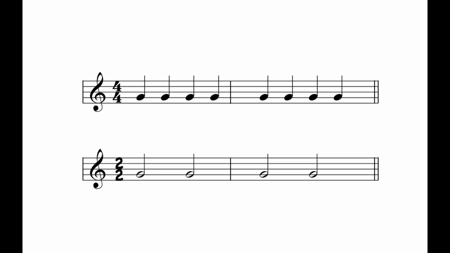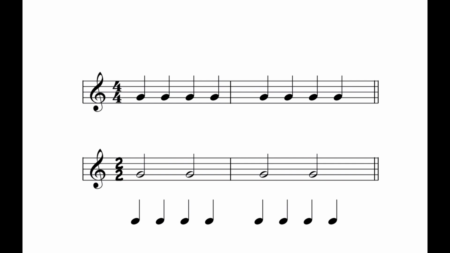So a 4/4 time signature is 4 quarter notes, but you could use 2 half notes in that bar of music because that adds up to 4 quarter notes. And the same for the 2/2 time signature. It's telling us that there are 2 half notes in a bar. But I could add 4 quarter notes to each of these bars and that would still stay true to the time signature.